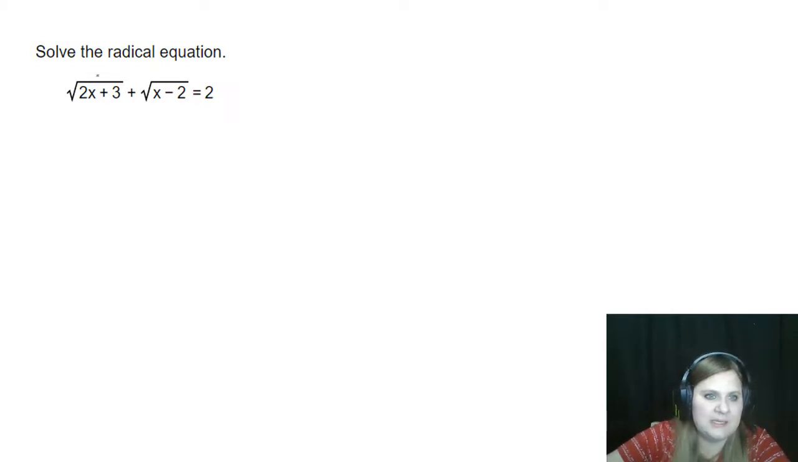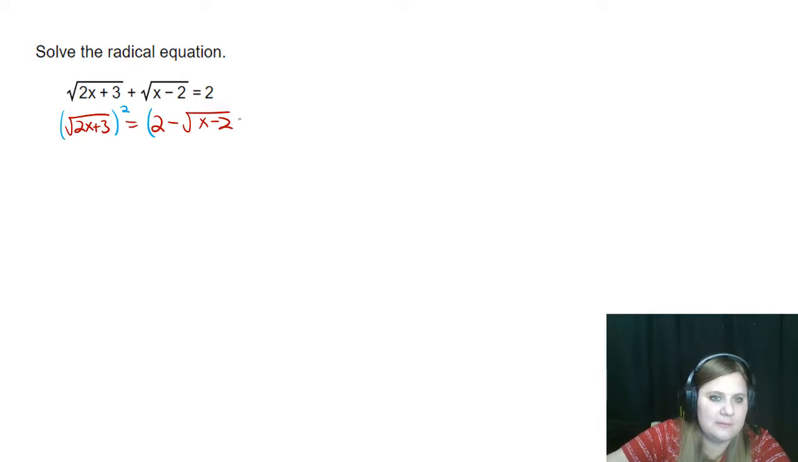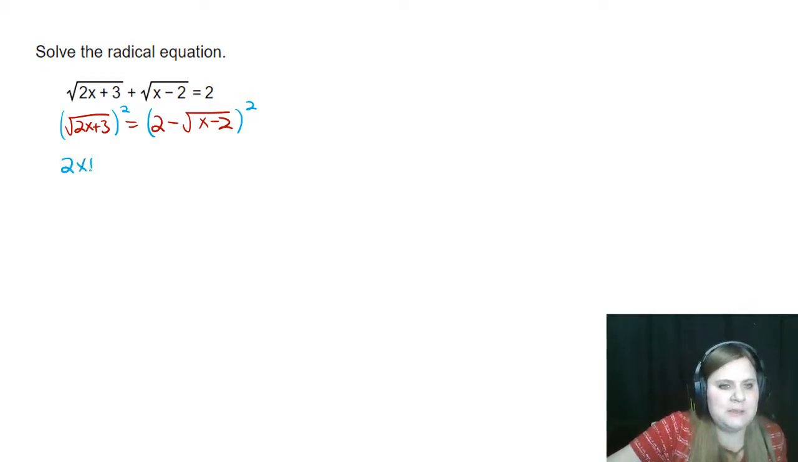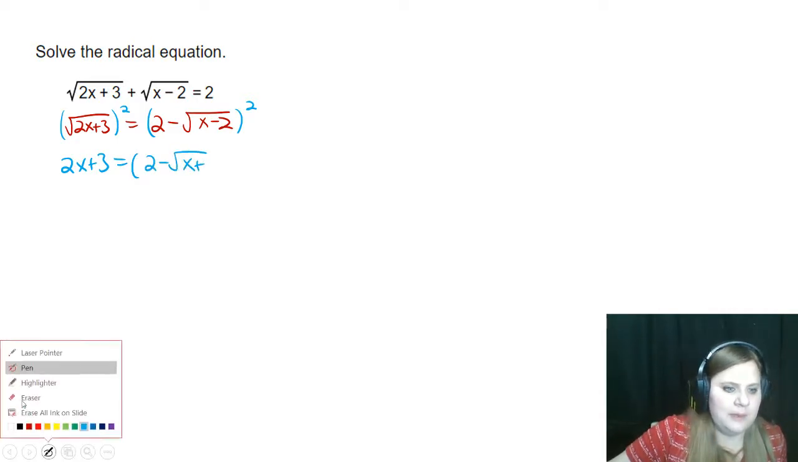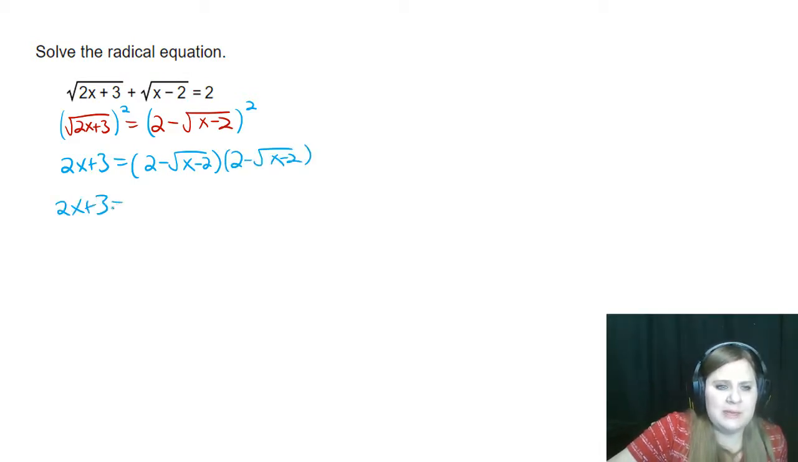So first, I'm going to isolate this root 2x plus 3 by subtracting the root x minus 2 to the other side. Now, I can square both sides. You don't have to put parentheses there, but especially when I have lots of things going on, I put them in. All right, so this is 2x plus 3 equals 2 minus root x minus 2 times 2 minus root x minus 2. Oops, sorry about that, let's make that a minus there. I carry down my 2x plus 3 again, and I FOIL.